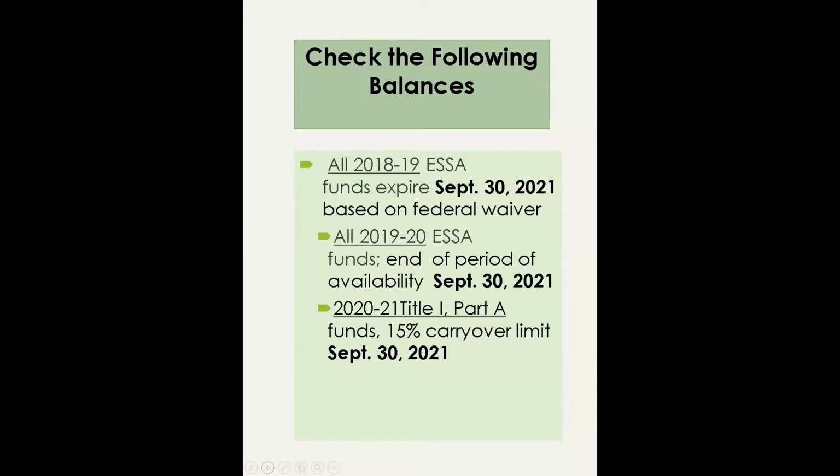So what do you need to check? As we said, for 1819, the funds expire on September 30th, so you want to make sure you're checking those funds. For 1920, the period of availability also ends on September 30th, so you want to check those. And thirdly, you want to check your 2021 Title I Part A funds because you have a 15% carryover limit for Title I Part A funds. So it's important for you to check that and make sure you've spent down 85% of the funds, or you will by that date.